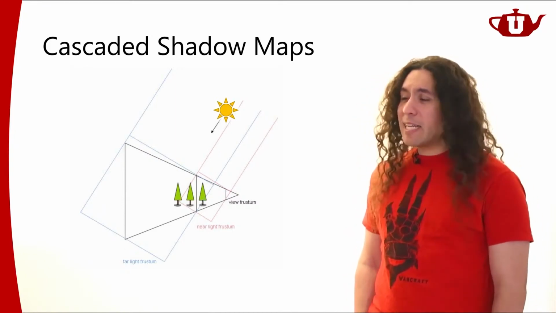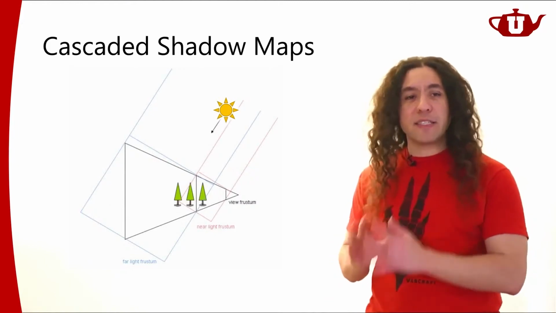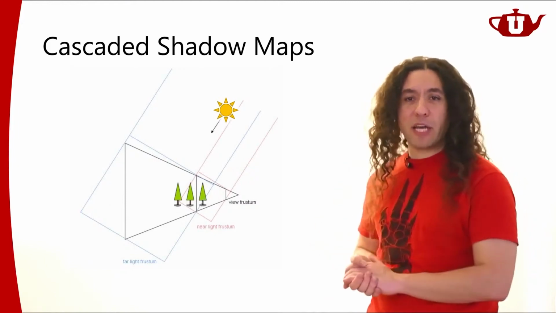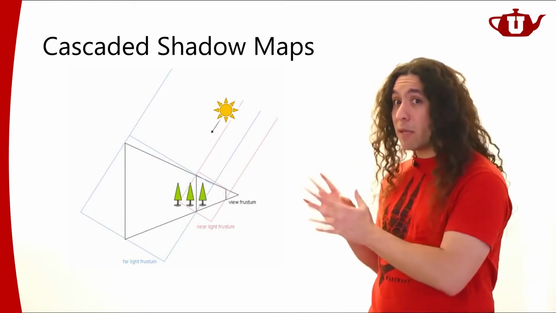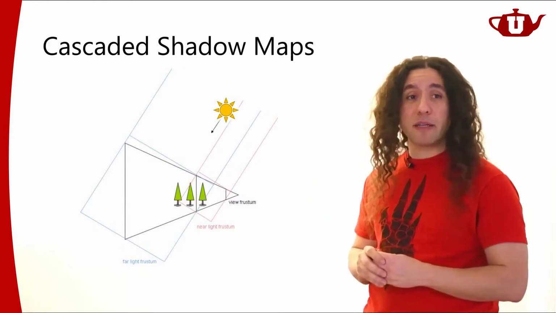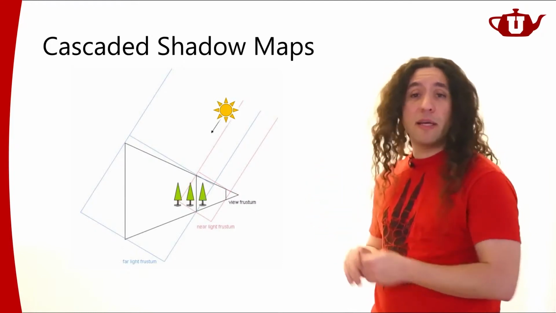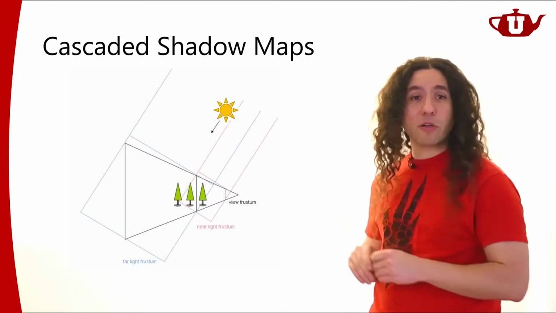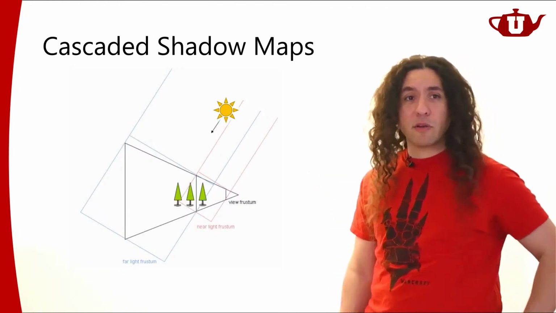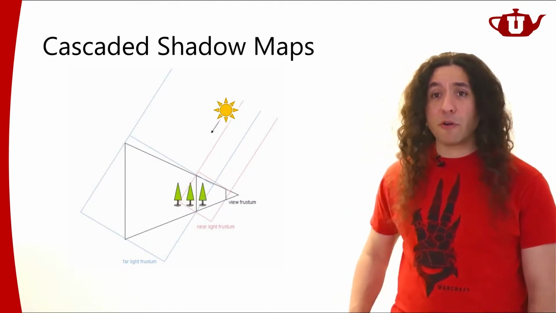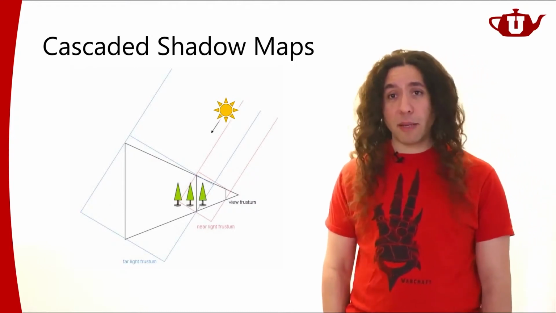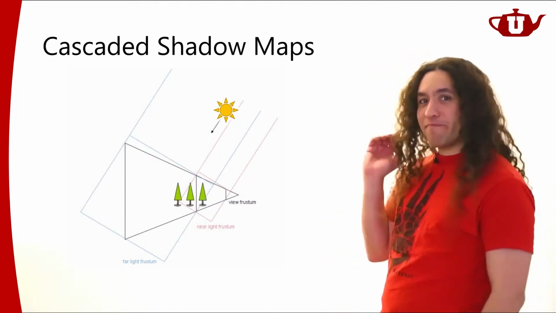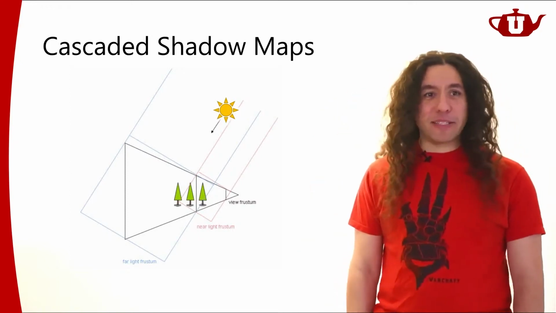I mean, it doesn't provide as good a fit as perspective shadow maps, but it still provides a very, very good fit. And also, it doesn't have the issues of perspective shadow maps, so this works out great, and this turns out to be the preferred method today when using shadow maps. Okay, so cascaded shadow maps, that's what it is.